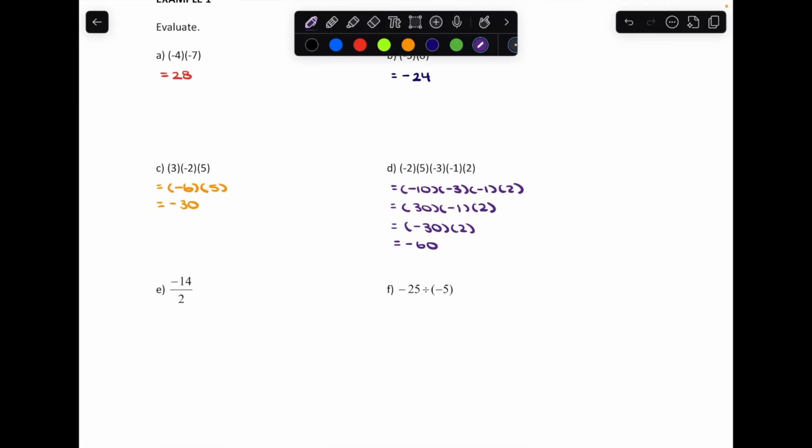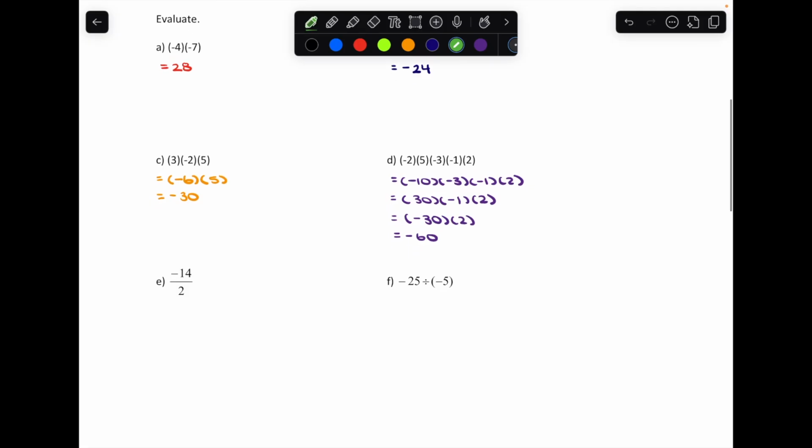So the next two examples here, we're looking at division. We have -14 divided by 2. Again, remember, same rules apply. If it's the same, then it's positive. If it's different, it's negative. Here we see that it's different, which means we'll get a negative answer. 14 divided by 2 will give us 7. So our answer is -7.